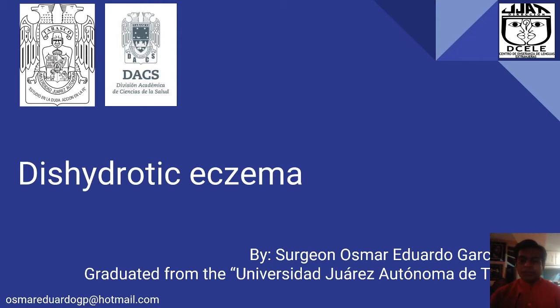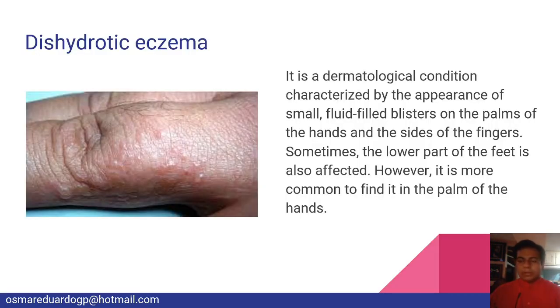Today I'm going to talk about the topic of dyshidrotic eczema. We are beginning by defining what this disease is. Dyshidrotic eczema is a dermatological condition characterized by the appearance of small, fluid-filled blisters on the palms of the hands and the side of the fingers. Sometimes the lower part of the feet is also affected. However, it is more common to find it on the palms of the hands.